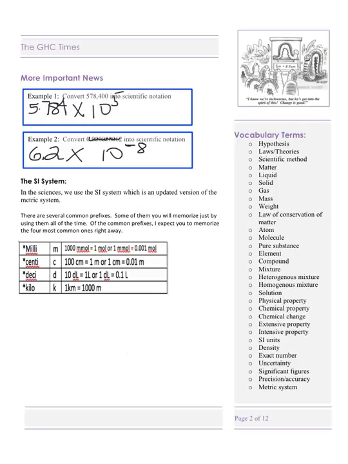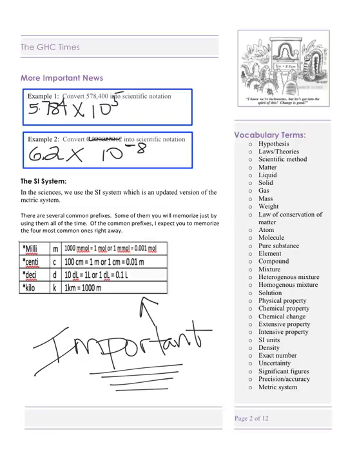First, there are several common prefixes in the SI system. Some of them you will memorize just by using them all of the time. However, of the common prefixes, there are 4 that I expect you to be able to use immediately. Memorize them. You must be very comfortable with these 4 units. They are milli, centi, deci, and kilo. Milli, centi, deci, and kilo. And we're going to see how to use these. But these 4 conversion factors right here are very important. And you must know how to use them without looking at your notes.